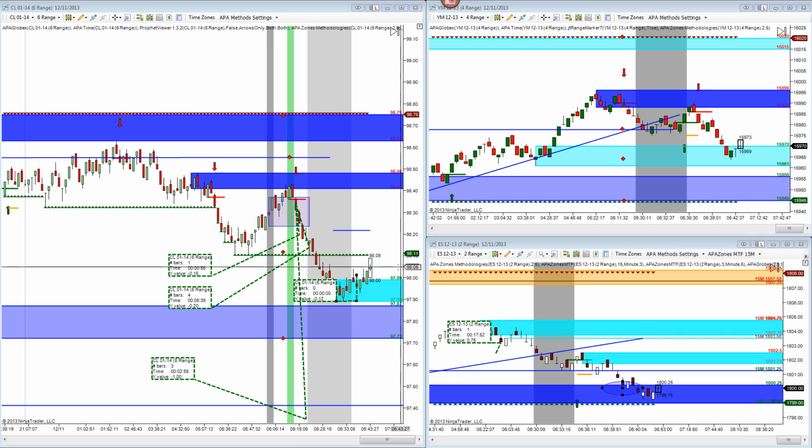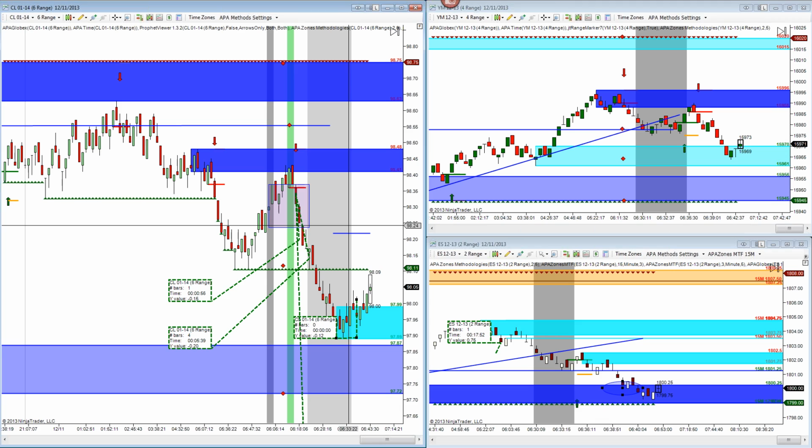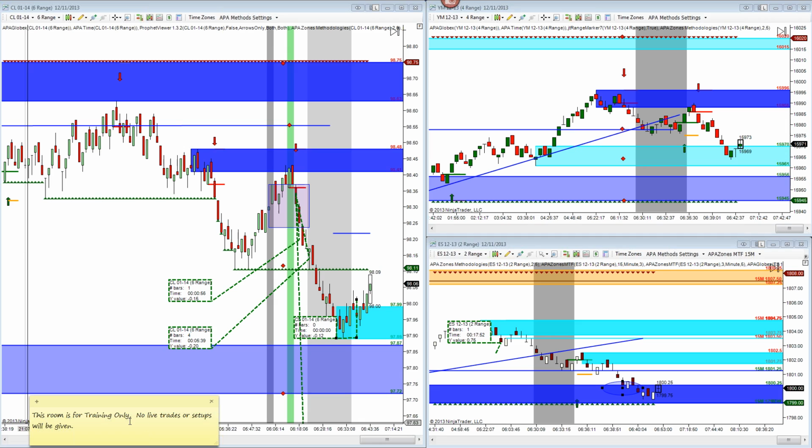If anybody has any questions, please feel free to ask. And as always, this room is for training only. Won't give any live trades or setups. I will talk about support and resistance zones, time of day, obviously, trend lines. But technically, I only share trades after I either get stopped out or I get my target.